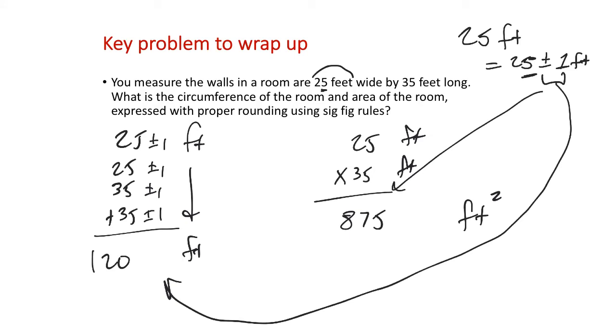So let's imagine that all these quantities are exactly as we indicate, but one of them's off. It's really 24 feet. Then it would be 119. If it's really 26 feet, it'd be 121 feet. Our uncertainty is coming in that last digit here.